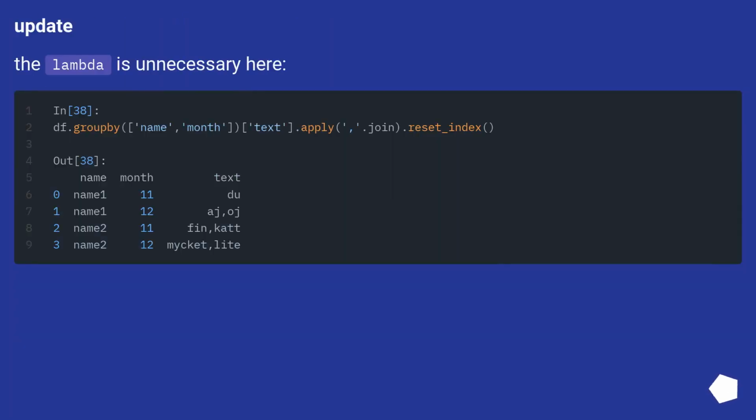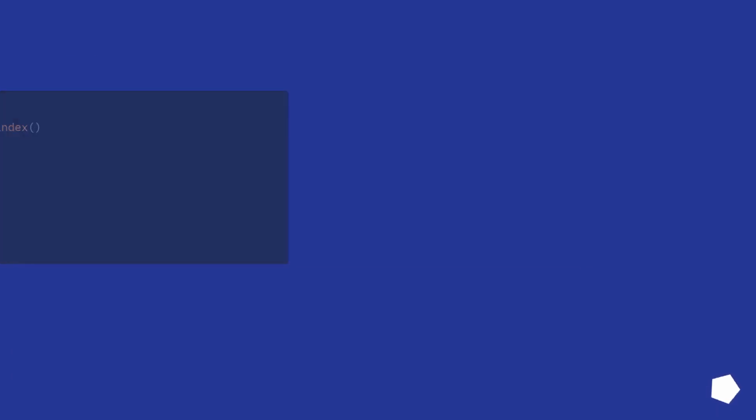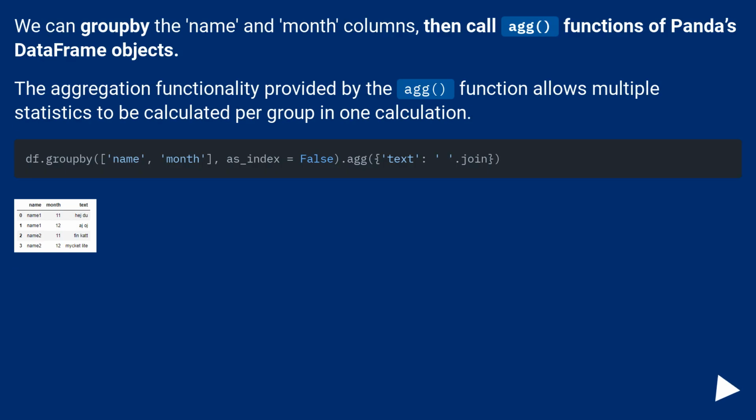Update: the lambda is unnecessary here. We can groupby the name and month columns, then call agg functions of Pandas data frame objects. The aggregation functionality provided by the agg function allows multiple statistics to be calculated per group in one calculation.